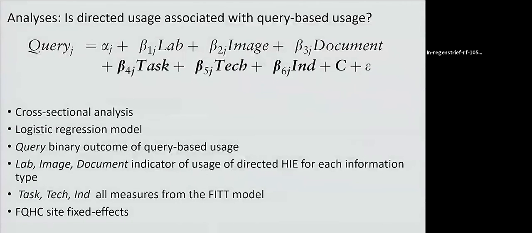All right. So our first question is: is directed usage associated with query-based usage? This is just a cross-sectional analysis, and we do some logistic regression modeling. Our outcome of interest is: did you query, yes or no? That's really it. What we ask is, with three parameters here, whether or not you had information pushed to you that was a lab, information that was an image, or one of those documents. And I should have mentioned, we're able to distinguish things that are pushed to you from things that are shared with you because you didn't order them.